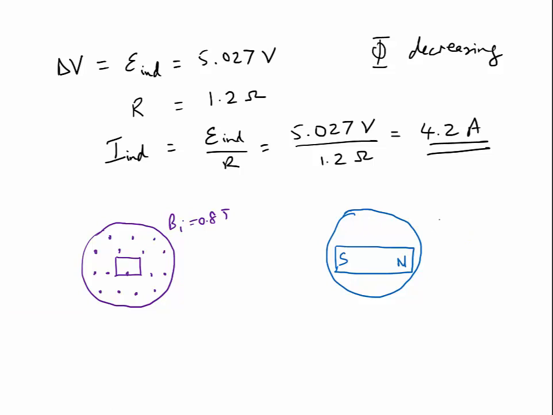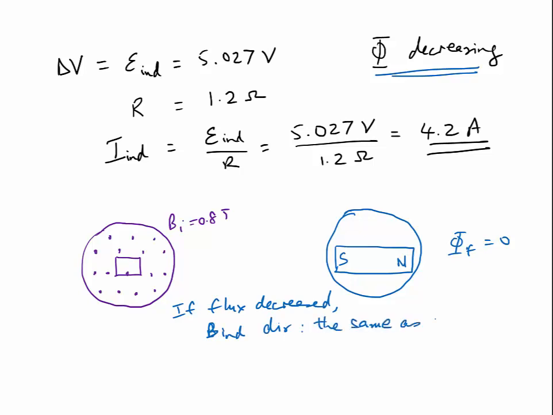And the B final, I don't really care about, because the magnetic flux final value was equal to 0. So that's what gave us the fact that the flux was decreasing. And according to Lenz's law, the induced current has a magnetic field that opposes the change in flux. And what that meant was, if the flux decreased, then B induced direction was the same as B external, or in this case, we said we will always take B initial for the external value.